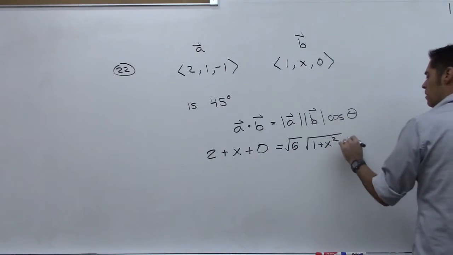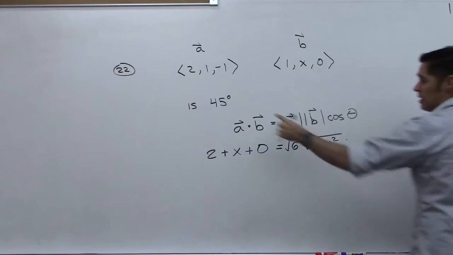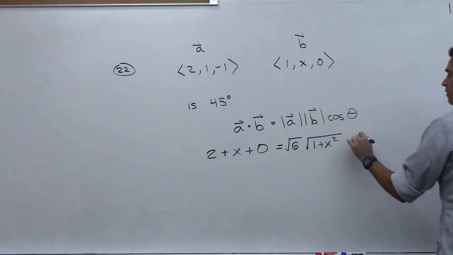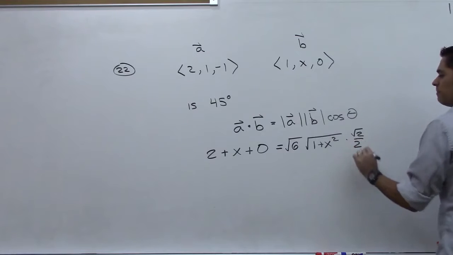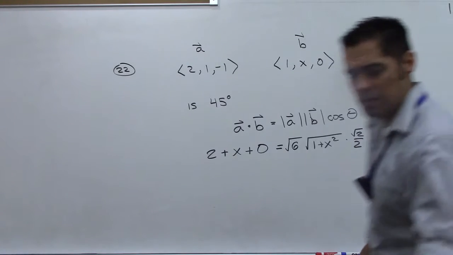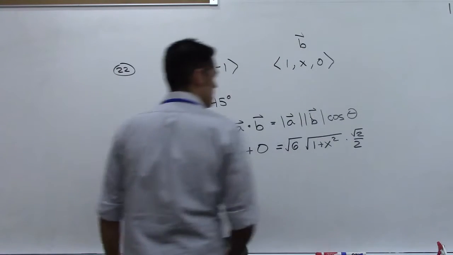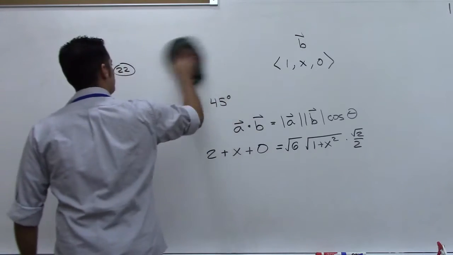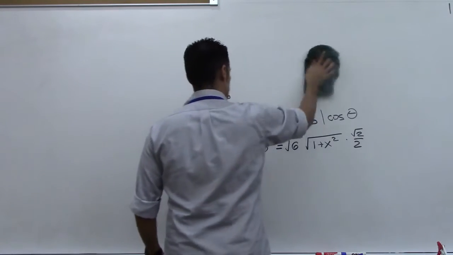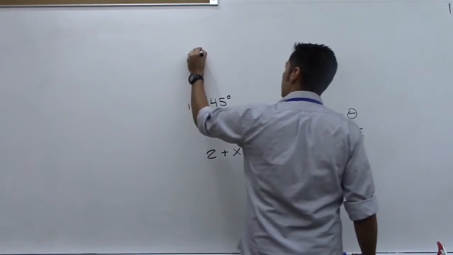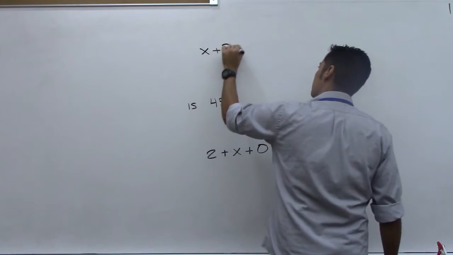And then cosine of 45, I multiply, because I need it to be 45 degrees, cosine of 45 degrees will be root 2 over 2. So this is an equation that has the variable x in it. So let's clean it up a little bit. Okay, the left side is just 2 plus x. I'll just put x plus 2 instead.